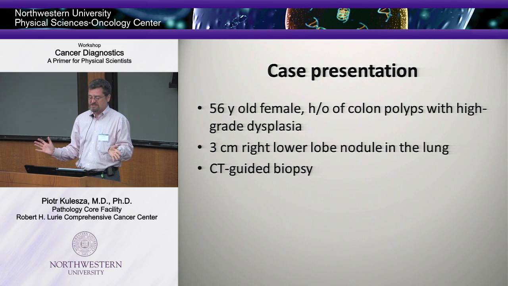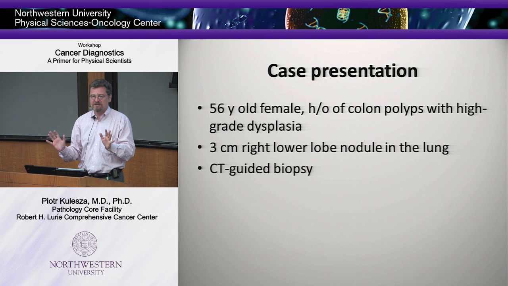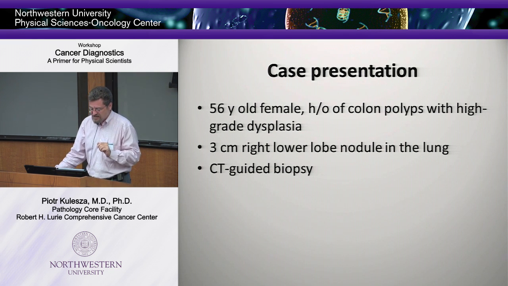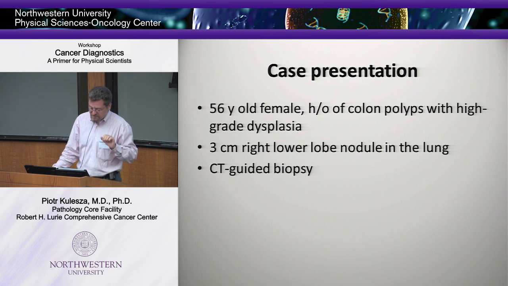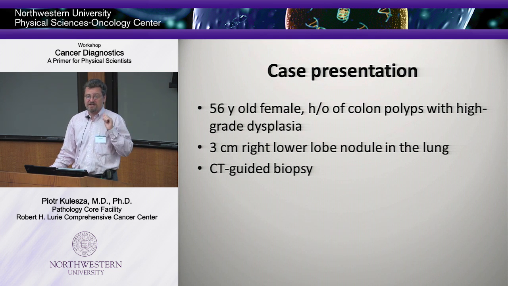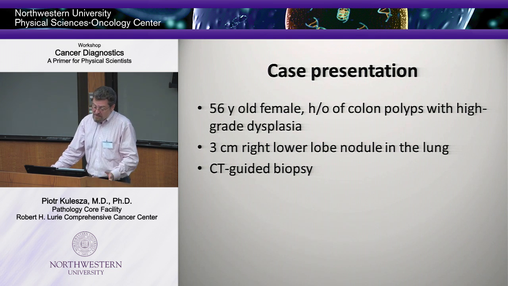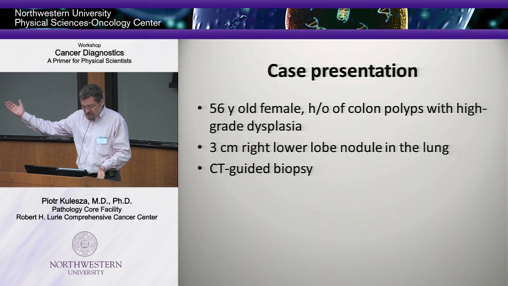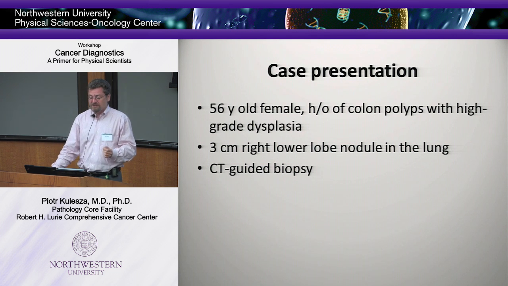So here's my case presentation, okay? It's just only one because I'll go slow and I'll show you the little pitfalls and little pathology-specific things that I do. So here's a 56-year-old lady. She has a history of polyps with high-grade dysplasia, which already perked my ears because that means that she might have a colon cancer. But now she presents with a 3-centimeter right lower lobe nodule in the lung.